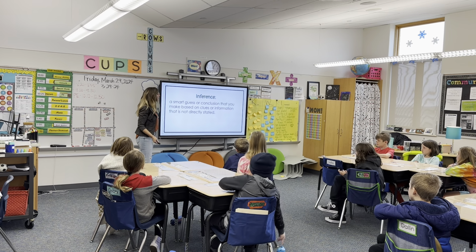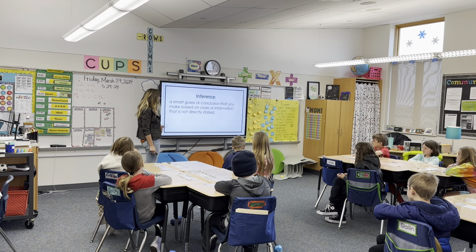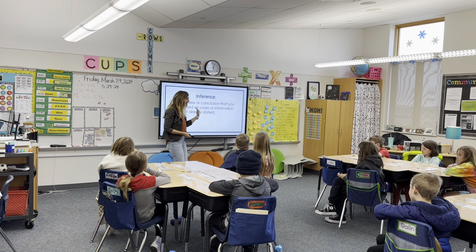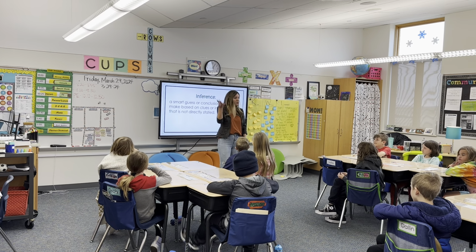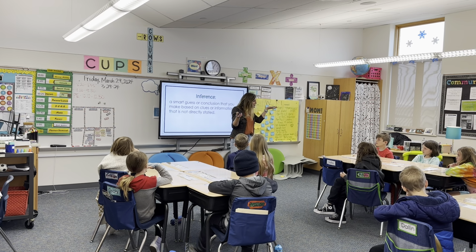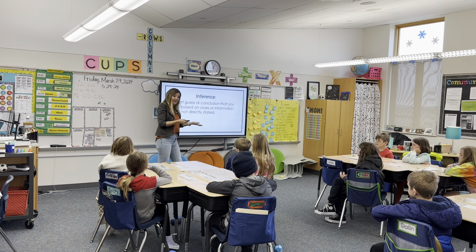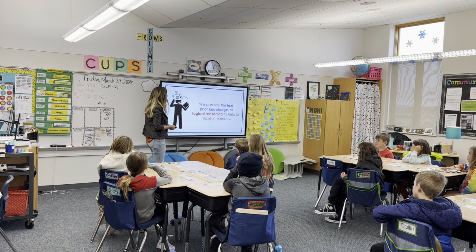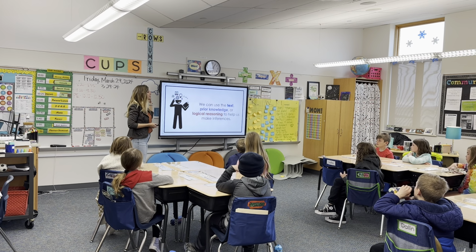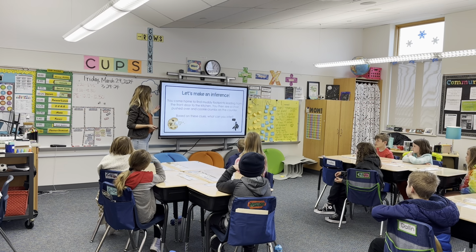So an inference is really just a smart guess or conclusion that you make based on the clues that are provided and what's not directly stated, but that you already know. So you take your background knowledge, your already brilliant ideas, and then you take the clues from the text or the mystery, and you put those together, and you can make a conclusion. You can make an inference. So we can use the text, we can use our prior knowledge, we can use just our logic and reasoning and common sense to help us make inferences.